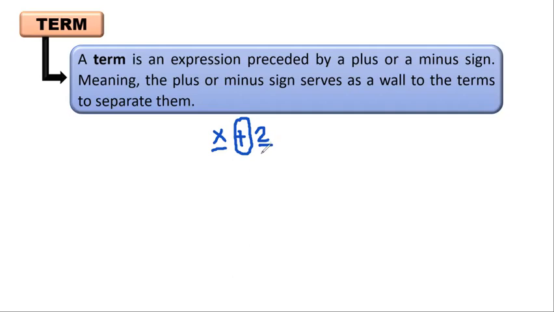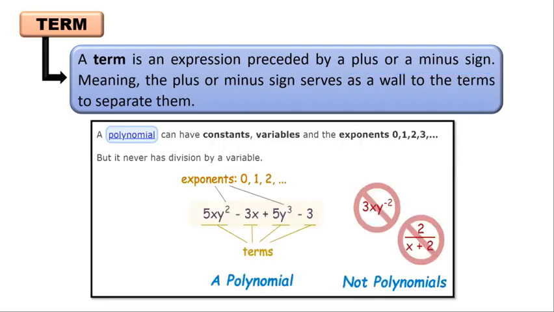Take note again, you can only identify the number of terms by just identifying those expressions preceded by a plus or a minus sign. So now let us have the polynomials. A polynomial can have constants, variables, and the exponents 0, 1, 2, 3, and so on. But it never has division by a variable.